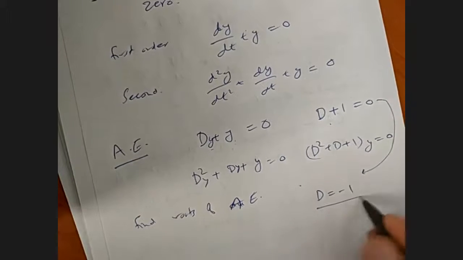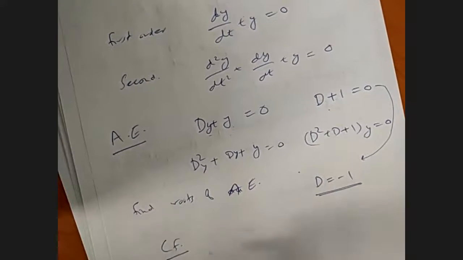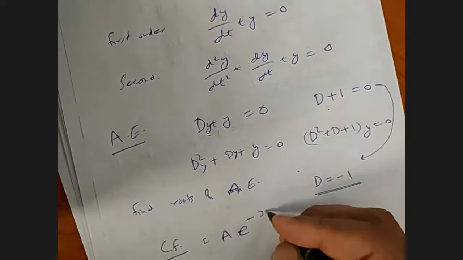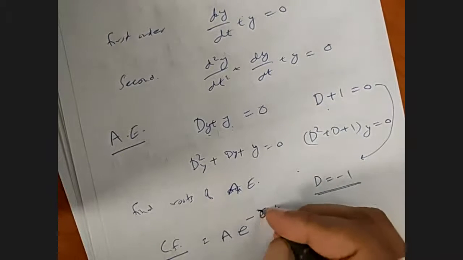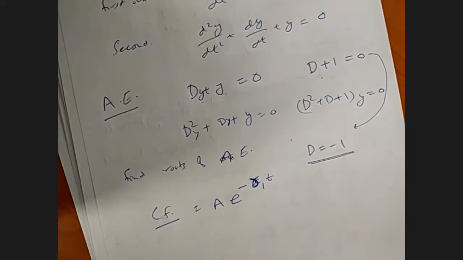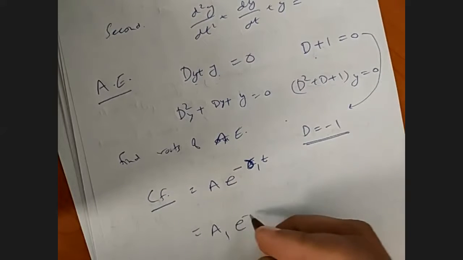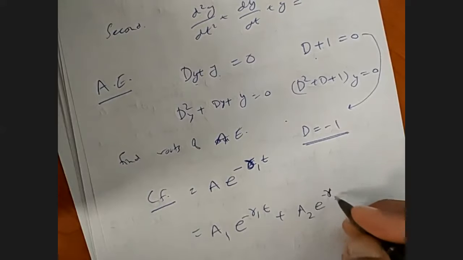So if we get d equal to minus 1, your CF will be a e raised to power minus r1 t. And if it is a second order equation, you will get two roots. Then your complementary function will be a1 e raised to power minus r1 t plus a2 e raised to power minus r2 t.